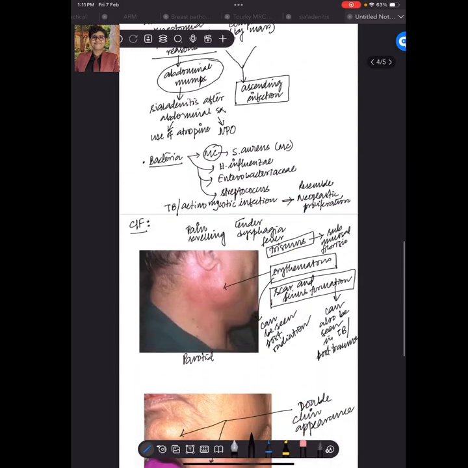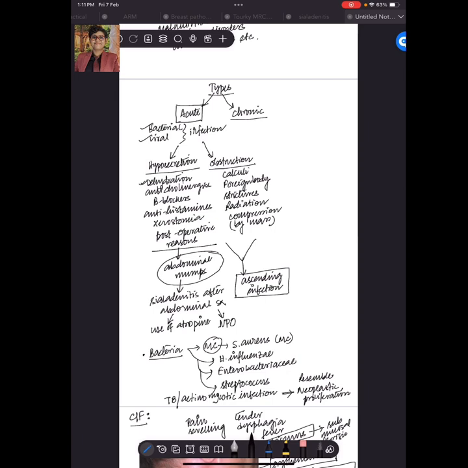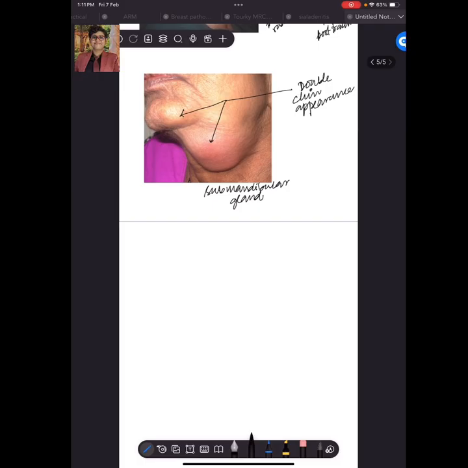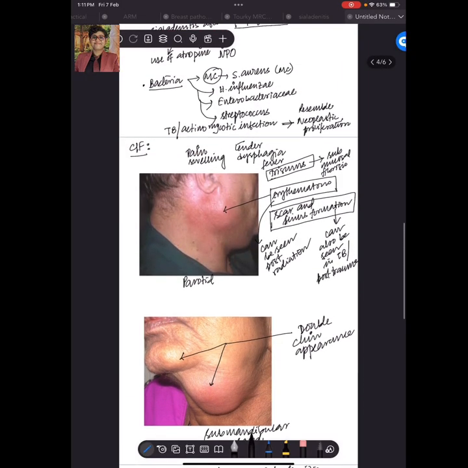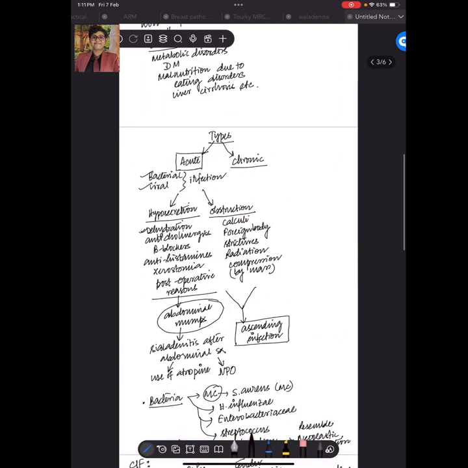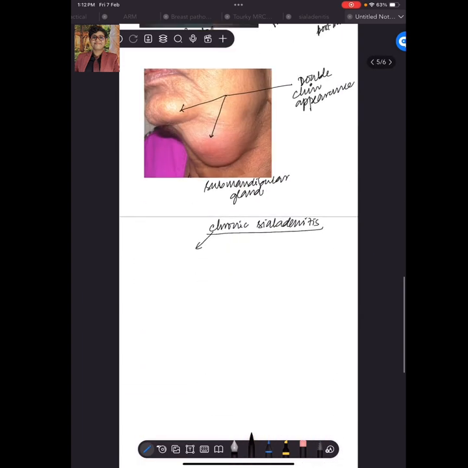Now, before we go further, we'll talk about chronic sialadenitis first. Then we'll go to the discussion of diagnosis and treatment. So, let's talk about chronic sialadenitis. Before we talk about the types, let me make it clear what is the difference between acute and chronic sialadenitis. In acute, there is inflammation. If inflammation is positive, then it is acute, and if it is inflammation negative, then this is chronic type.